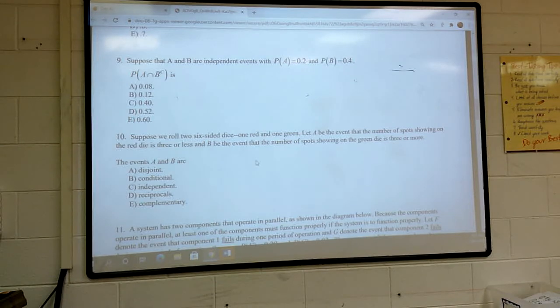So if we know the probability of B is 40%, then the probability of not B would be 60%. And you have 20% times 60%, and that would give you 0.12. That's your explanation.